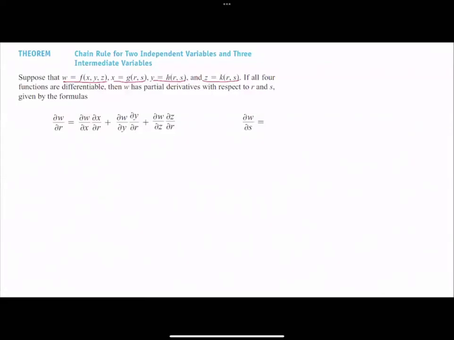The partial derivative of W with respect to S is the partial derivative of W with respect to X times the partial derivative of X with respect to S, plus the partial derivative of W with respect to Y times the partial derivative of Y with respect to S, plus the partial derivative of W with respect to the last variable it has, which is Z, times the partial derivative of Z with respect to S.